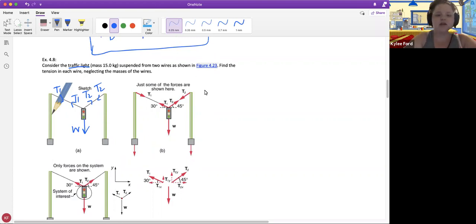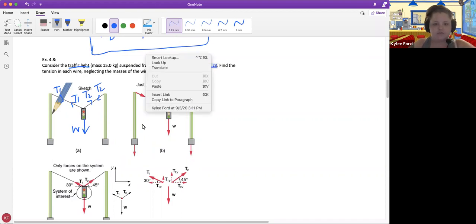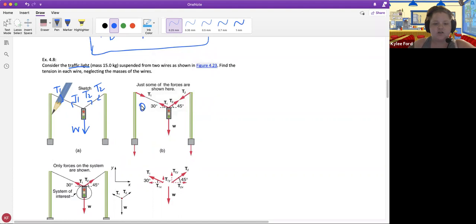Now they went ahead and gave us the angles here, and I'm going to call them theta 1 and theta 2, just for convenience when we're getting along through the problem.